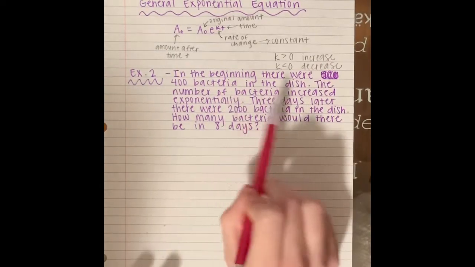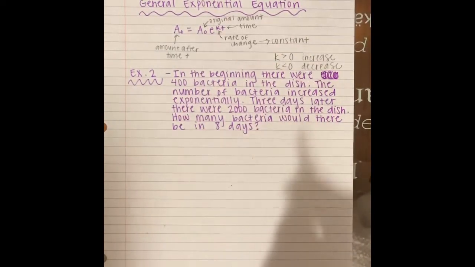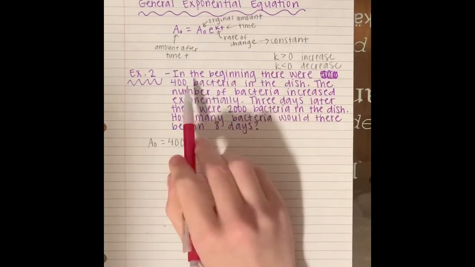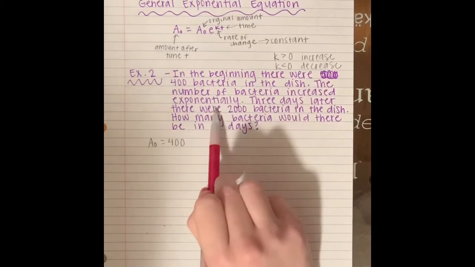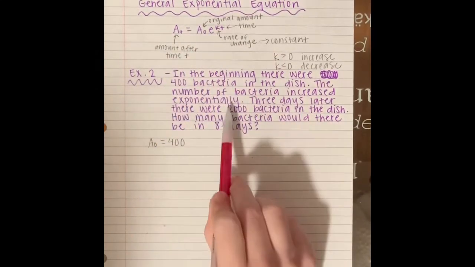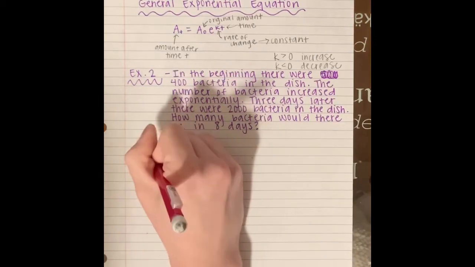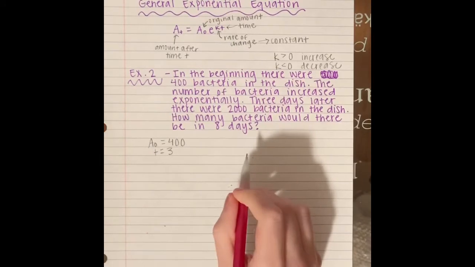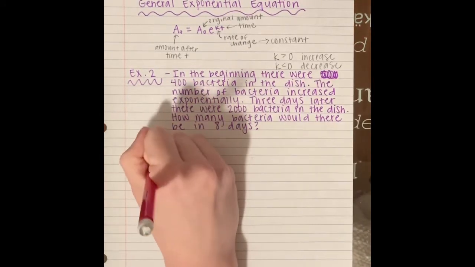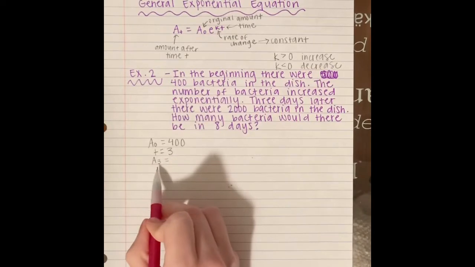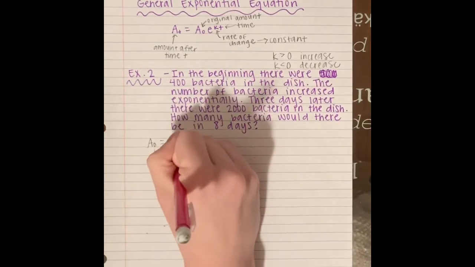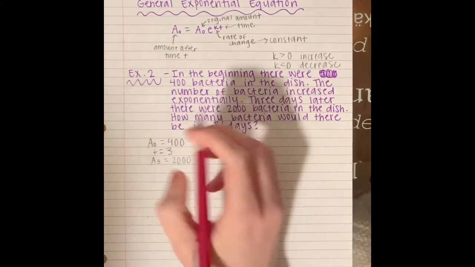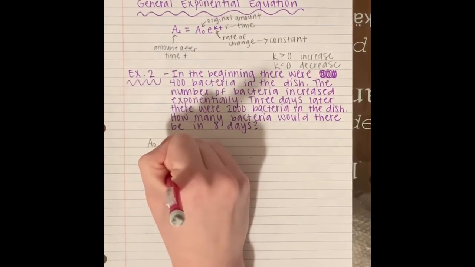All right, it says in the beginning there were 400 bacteria in the dish. That would go with your original amount. So A sub 0 is going to be 400. So we're done with that. The number of bacteria increased exponentially, okay? That just means we're going to use this equation. 3 days later, so T equals 3, there were 2,000 bacteria in the dish. So that would be the amount after 3 days, A sub T equals 2,000. How many bacteria would there be in 8 days? So we want to know A sub 8.